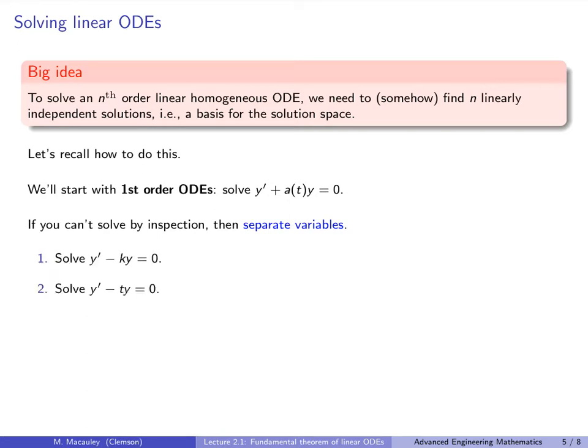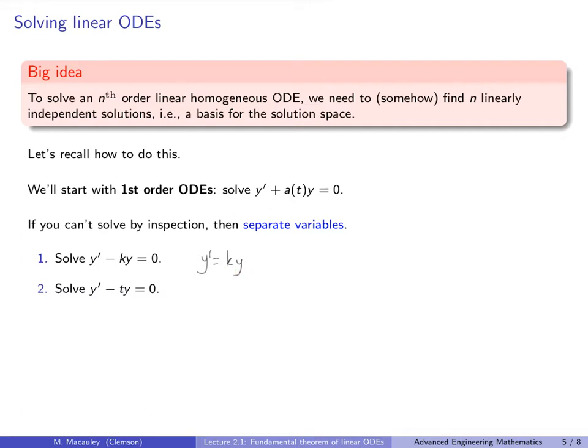Let's do some examples. This first one, solve y prime minus ky equals 0. This one I hope you can do by inspection. If not, I'll give you a refresher. So if you write this as y prime equals ky, you see that a solution is any function y of t such that when you take its derivative, you get the same thing back except a constant k pulls out.